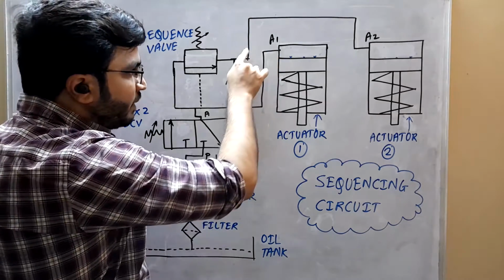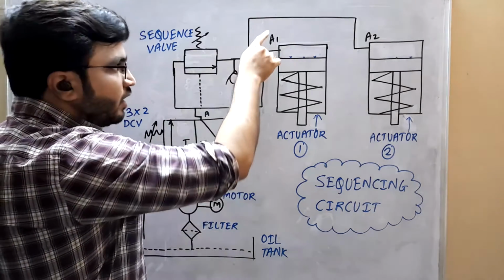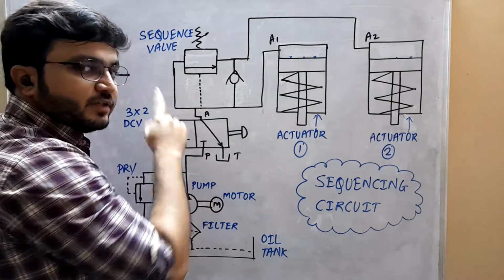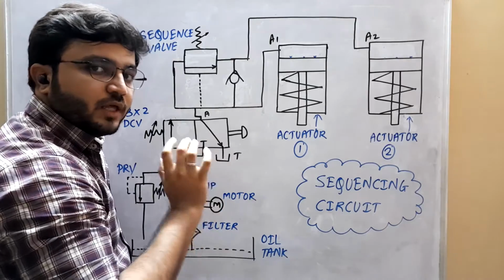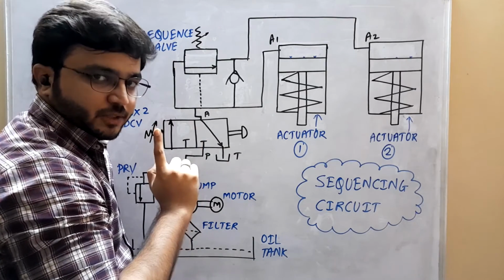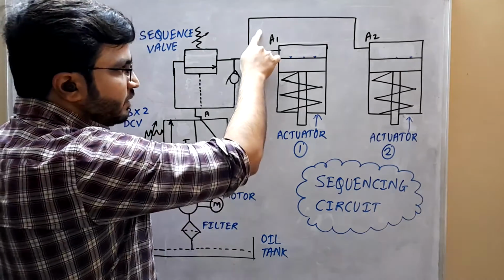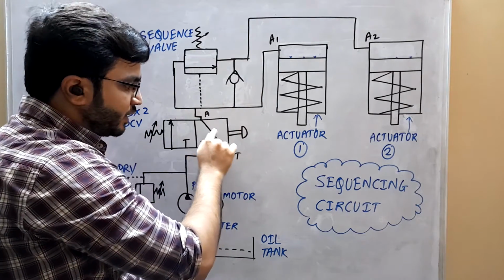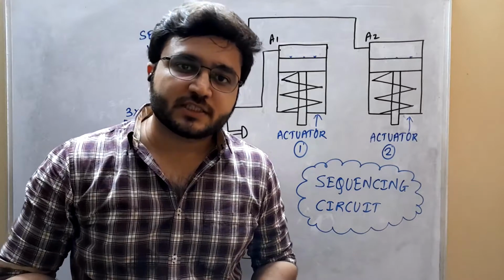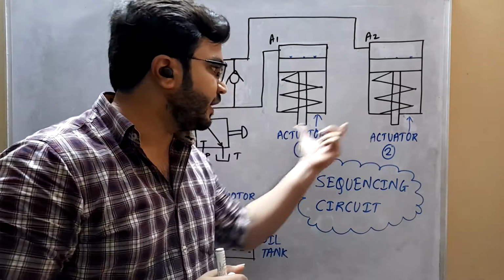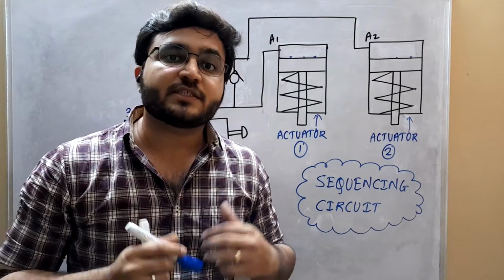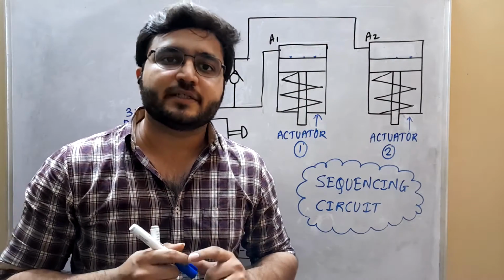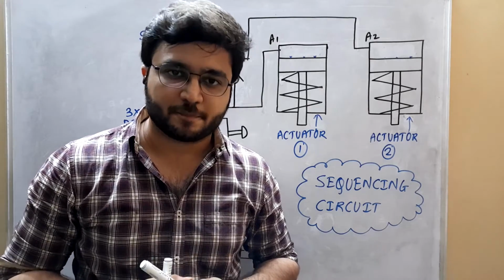Now here it won't be moving through this particular line, since this sequence valve is a unidirectional valve. It will only allow the flow in one direction. So because of this, it will be moving through this particular line. Opening the check valve, it will be supplied back to the tank. So this is how the operations of actuator 1 and actuator 2 are carried out in a sequence. That means one after the other. And this is how the sequencing circuit is used in the practical application area.